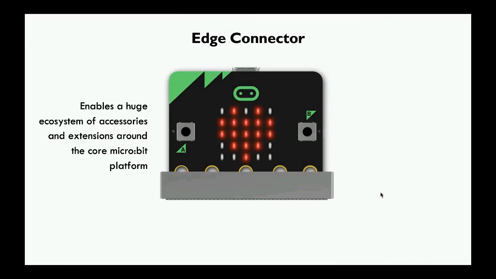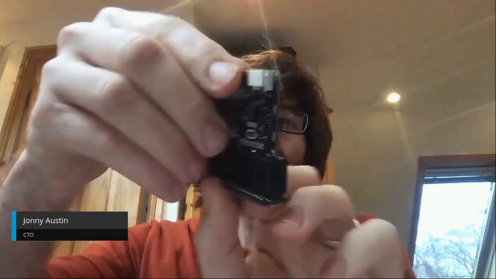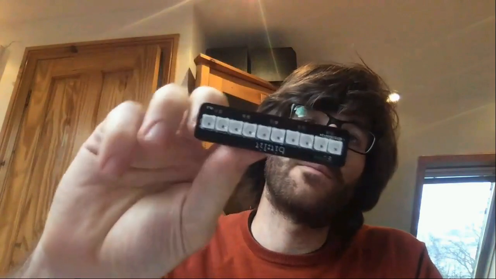So the edge connector is key because it enables a huge range of accessories. I've got one here, so I don't know if you want to switch to my video, but this is an edge connector. The microbit just slots into it like that. This one is a super simple example of an accessory where we've got some RGB LEDs on the back of the accessory and the microbit slots in and out.